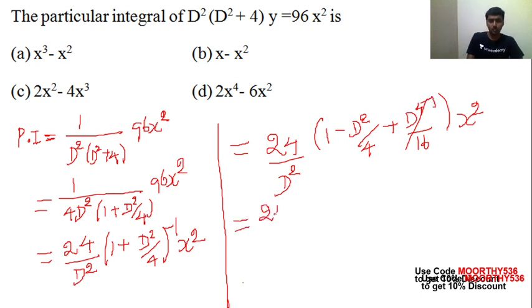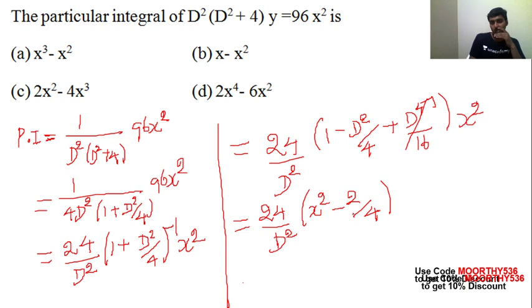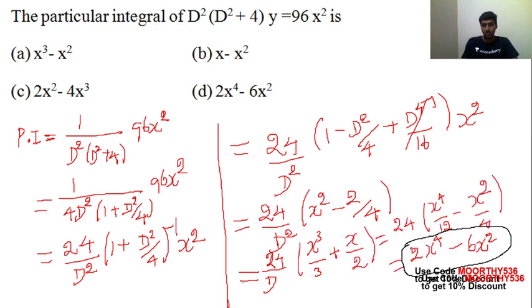So 24 divided by d square, multiply the x inside. So x square 2 times differentiation is equal to 2 divided by 4. So that's 2 times differentiation. Then cancel this 2 time differentiation. What we are getting here, the 2 times differentiation is 2 divided by 4, that is equal to 1 divided by 4. The 2 time integration, 1 divided by d square stands for 2 time integration. So 1 time integration is equal to 24 divided by d is equal to x cube divided by 3 plus 1 divided by 2, x square.